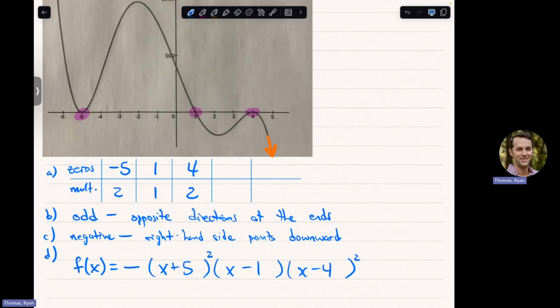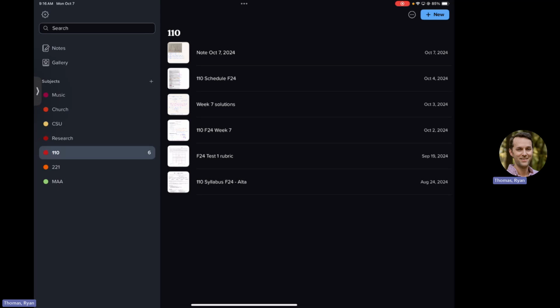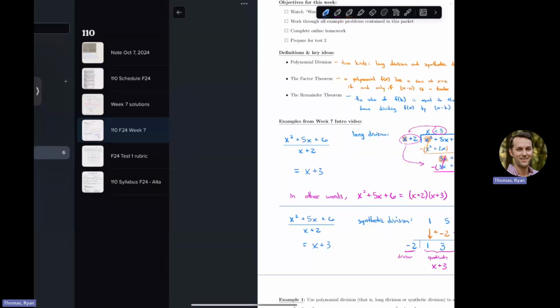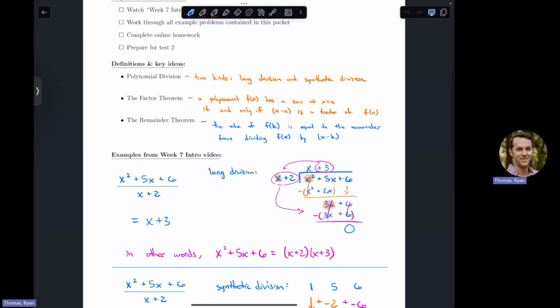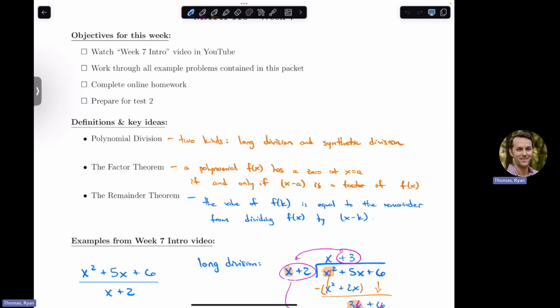Okay. All right. So this week, we're going to do two things. One is to really reinforce this idea of how we've been solving polynomials. You need a copy of the notes for this week. I've got some extras here.